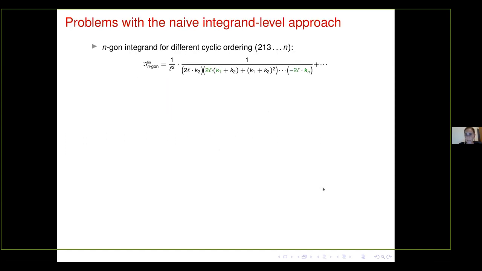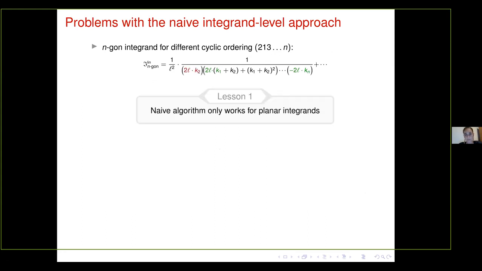Now we can already see that this is very limited. The easy way to see that is looking for a different cyclic ordering, for example. What you can see here is that for a different cyclic ordering, this will already not give you the correct quadratic propagators. So the naive algorithm that I told you about already fails for the first non-trivial example.